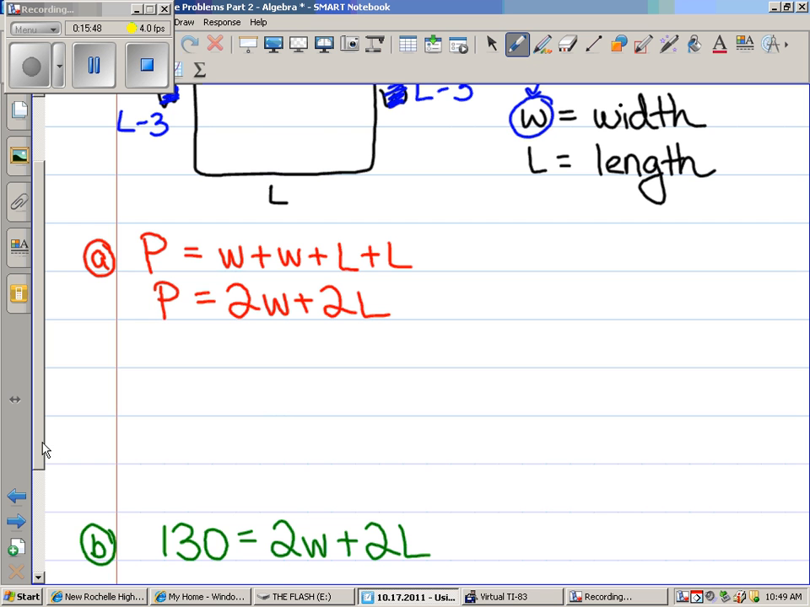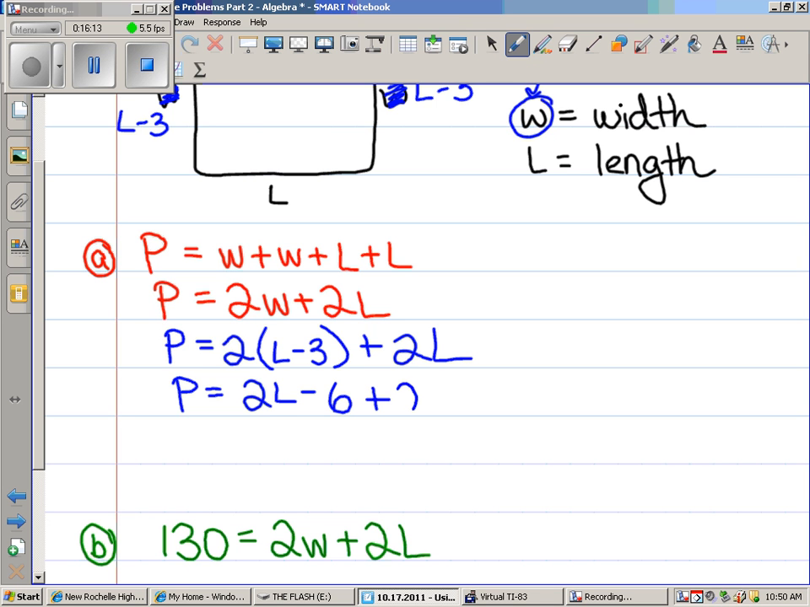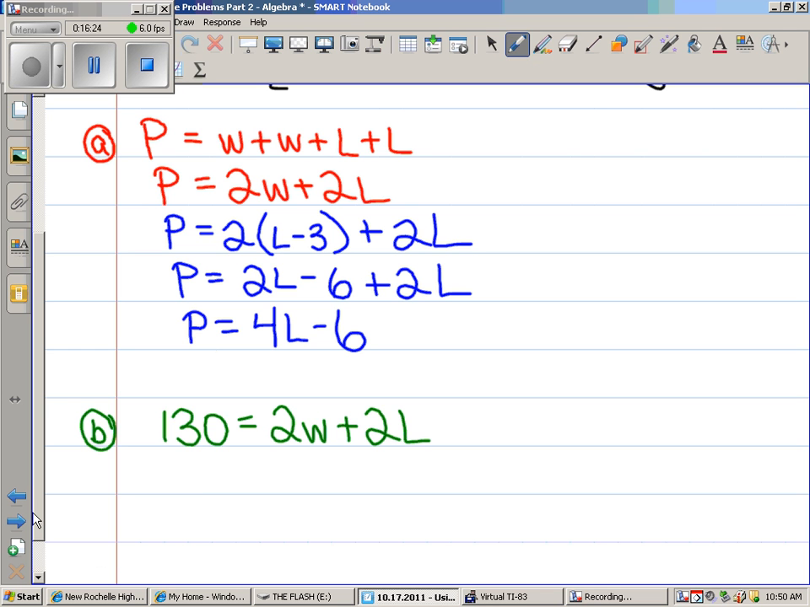And you could also sub them in. So now P equals 2 times L minus 3 plus 2L. So we get P equals 2L minus 6 plus 2L. Sure, so how much is P equal to? Well, that's pretty awesome, because now we can erase our original part and put 4L minus 6. That's something that's easy to solve. There's only one variable, and we can do all of our good stuff that we know how to do.